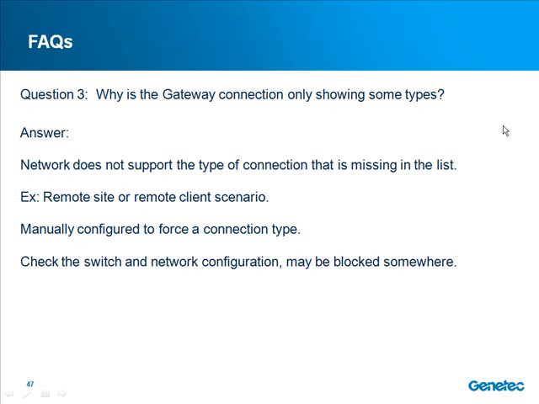We may have forced the connection to Unicast, which is why we're not seeing any multicast connection between the gateway and the live viewer. If the connection has not been forced and should be supported, you want to take a look at the switch and network setup to make sure nothing is getting blocked along the way.